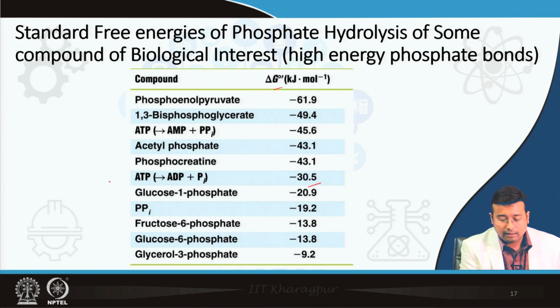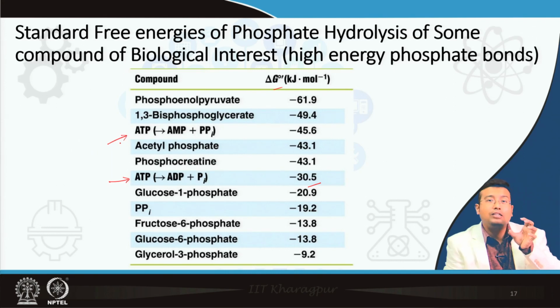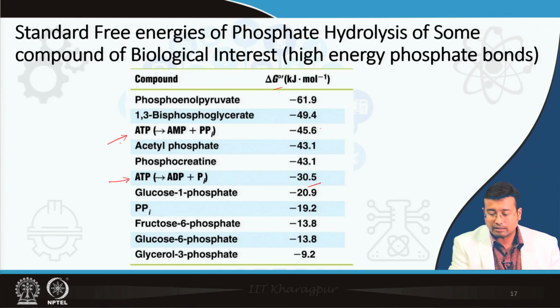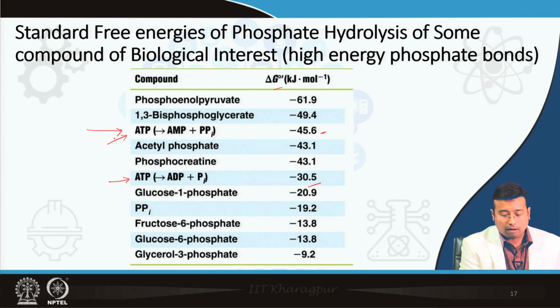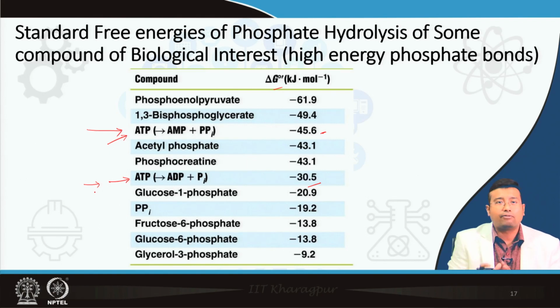Considering this, we can see the compounds above ATP, that is phosphocreatine, acetyl phosphate, and again dissociation of ATP into adenosine monophosphate and pyrophosphate, have a huge amount of negative delta G. So this reaction is much more spontaneous and favorable compared to dissociation of ATP to adenosine diphosphate and inorganic phosphate. The terms: ATP is adenosine triphosphate, ADP is adenosine diphosphate, Pi is inorganic phosphate, and so on and so forth.